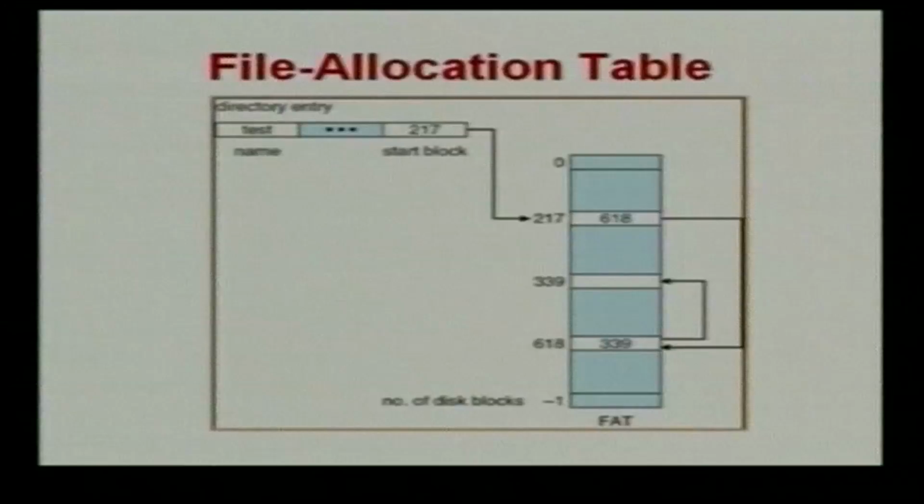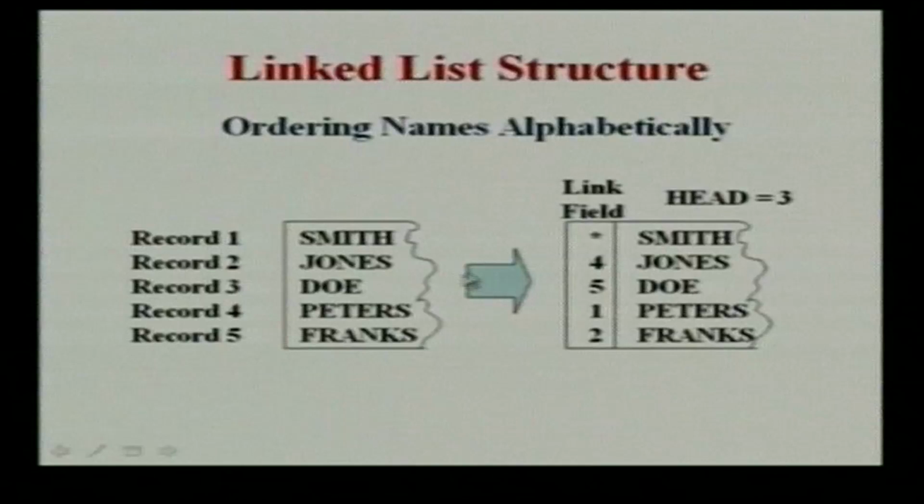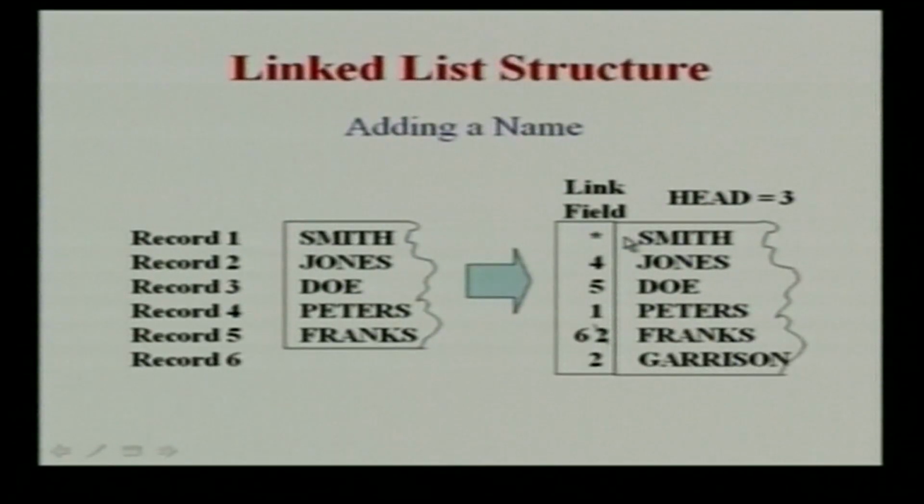Remember, this is physical memory, so you have to go and search for that. So this will be the file allocation table. Here the links are given. For example, record 1, record 2, record 3, record 4, record 5 are stored like this. Link: Smith is the starting point, Smith to Jones, Jones is stored in 4 and so on. So 3 is the head, and this is how it is done.